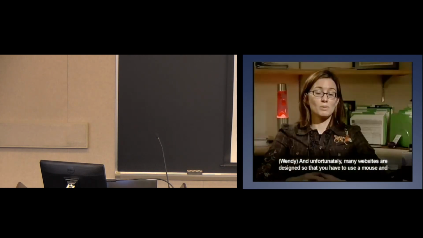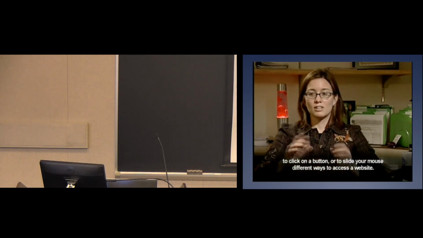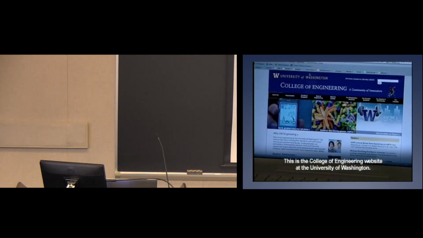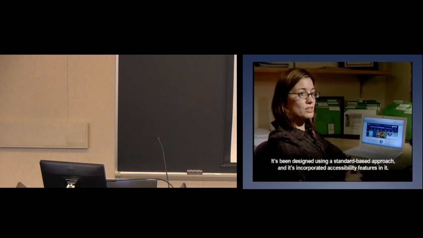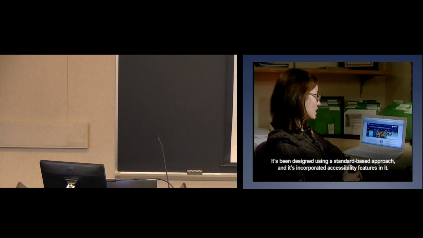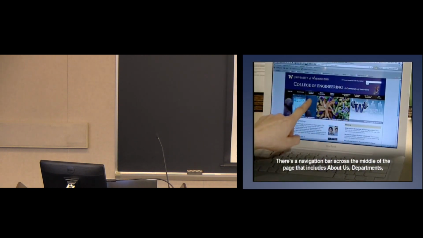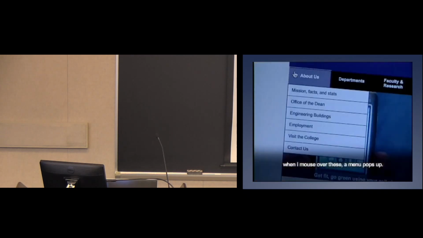And unfortunately, many websites are designed so that you have to use a mouse and click on a button or slide your mouse different ways to access a website. This is the College of Engineering website at the University of Washington. It's been designed using a standards-based approach and has incorporated accessibility features in it. There's a navigation bar across the middle of the page that includes About Us, Departments, Faculty and Research, Give to Engineering, and some other options. Using the mouse, when I mouse over these, a menu pops up. And under About Us, we have several options within that menu.